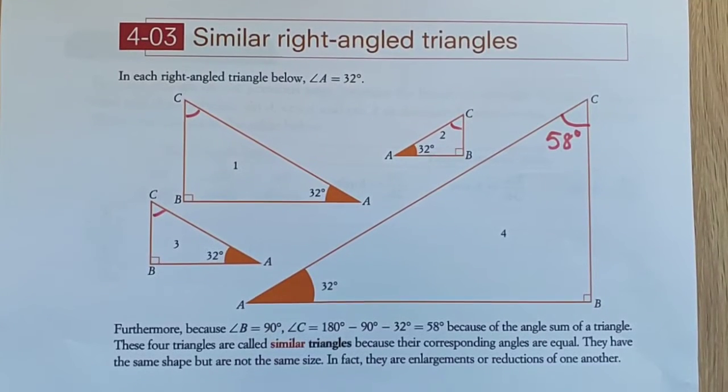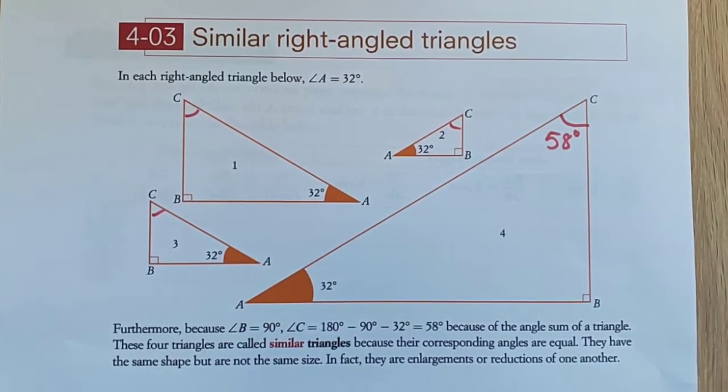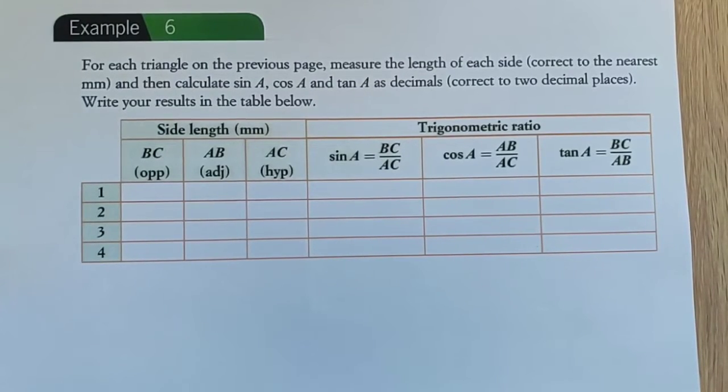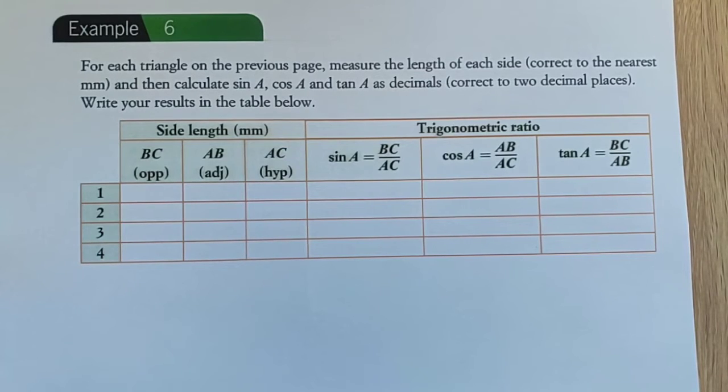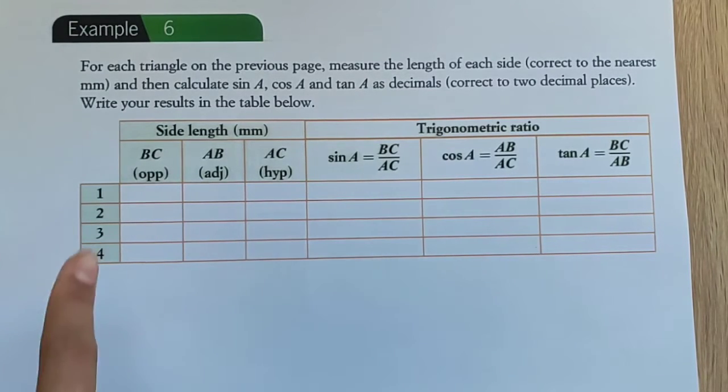Okay guys, we're going to look at an example according to our four similar right angle triangles. Example: for each triangle on the previous page, measure the length of each side, correct to the nearest millimeter, and then calculate sine A, cos A, and tan A as decimals. Again, correct to two decimal places.